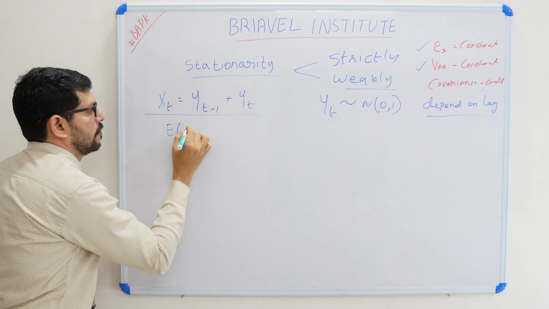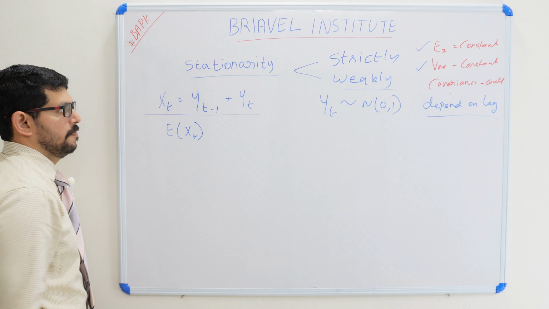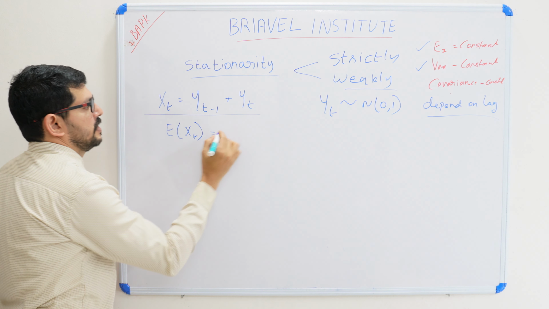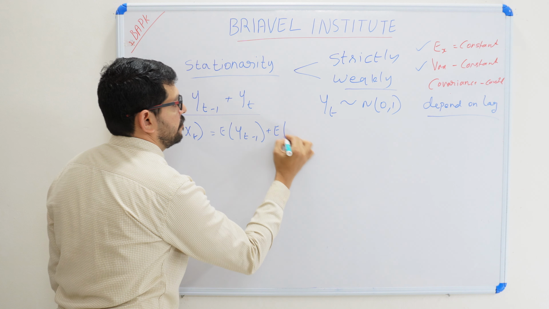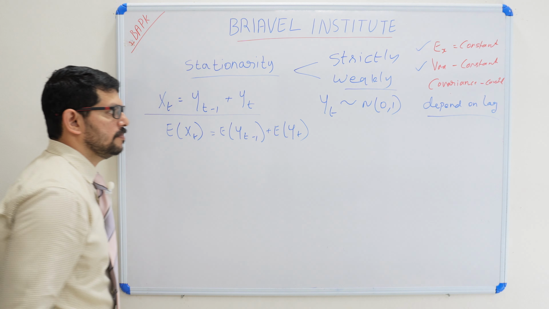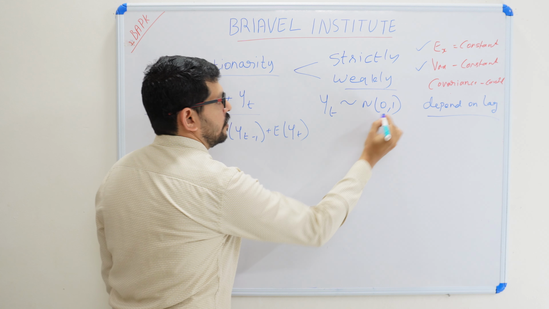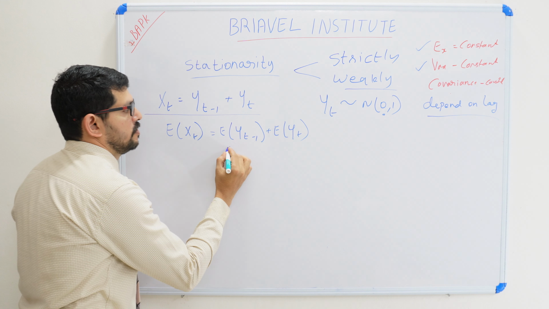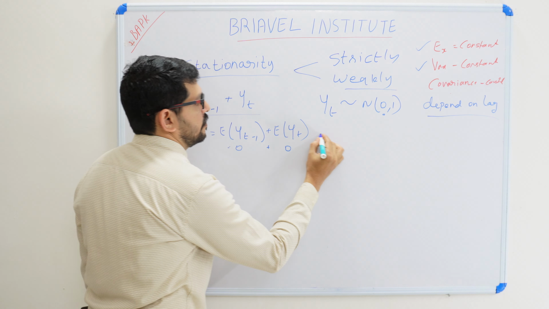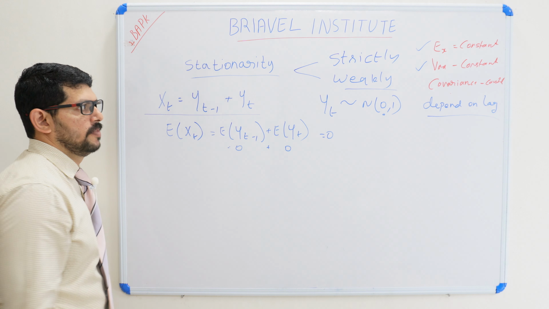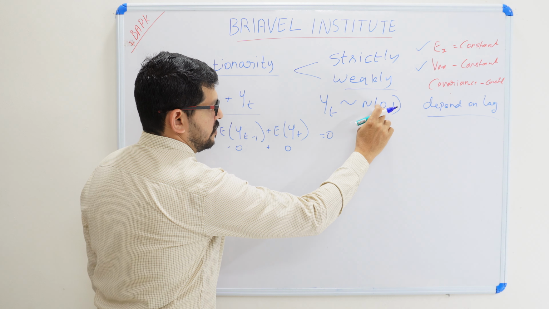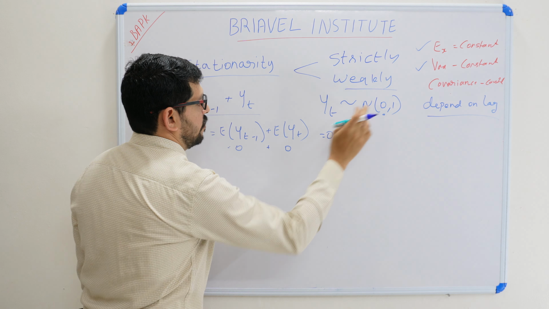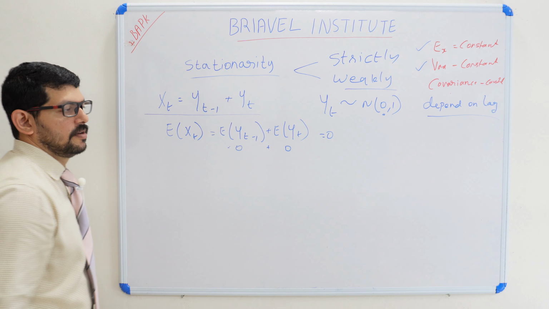Expectation of S(t). How to check it? The expectation of Y(t-1) plus the expectation of Y(t). Here it is a standard normal distribution, N(0,1), so the expectation is 0. Both values are 0, so the expectation of S(t) will be 0.